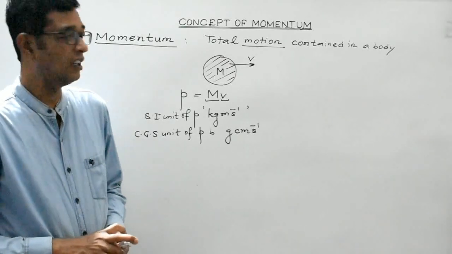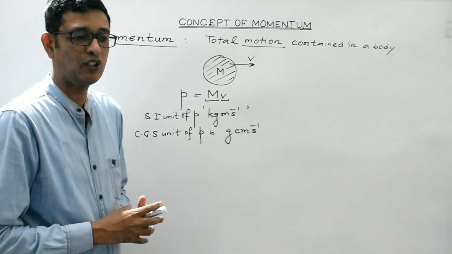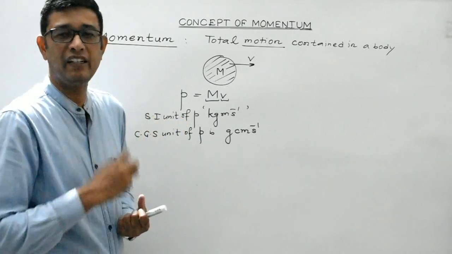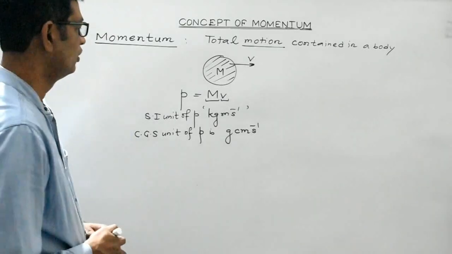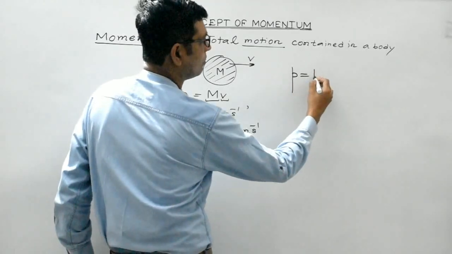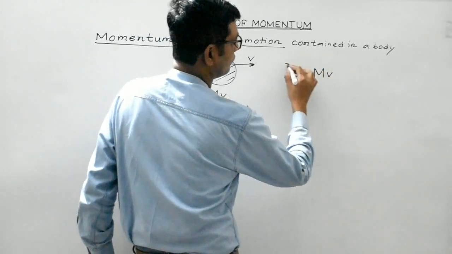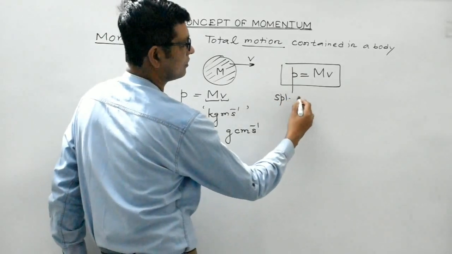Clear students? Now we will discuss all the various possibilities and try to discuss it in detail. We will discuss every minute thing, right? So this is the actual formula: momentum is given by mass multiplied by velocity. So let's discuss all the cases.